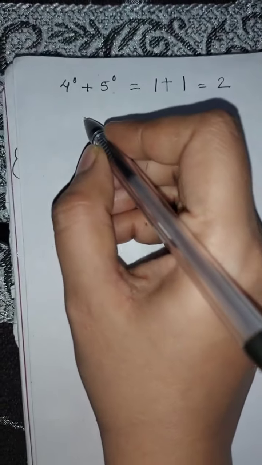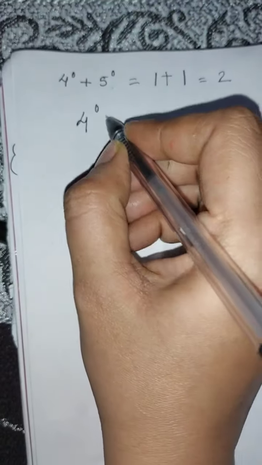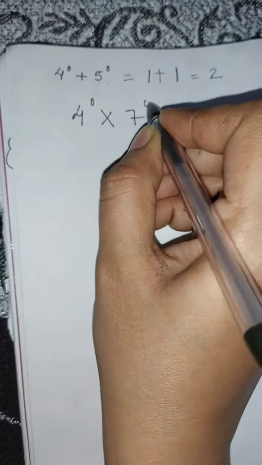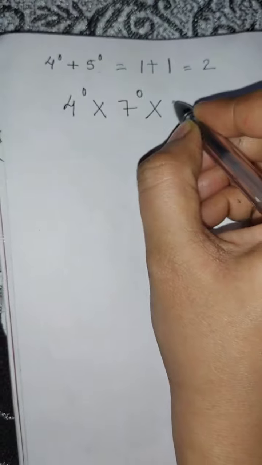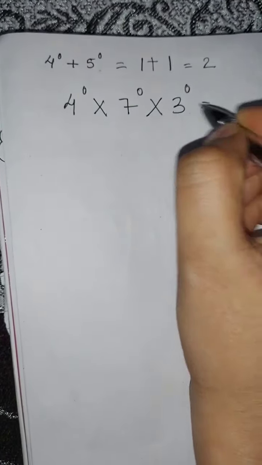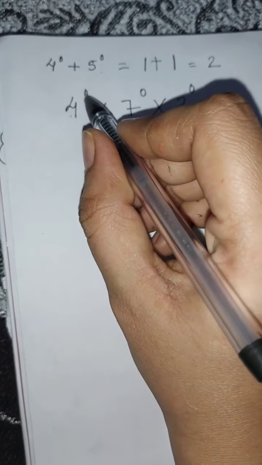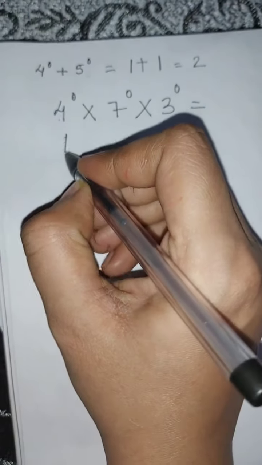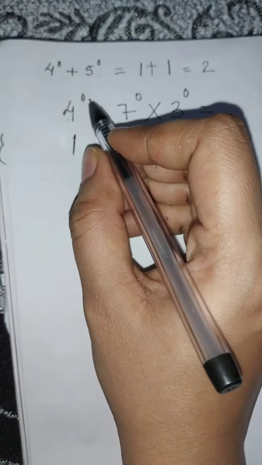Now suppose we have a similar question. Suppose the question is 4 raised to the power 0 multiplied by 7 raised to the power 0 multiplied by 3 raised to the power 0. We all know that any number raised to the power 0 will give you 1 in its place. So 4 raised to the power 0 will be 1.